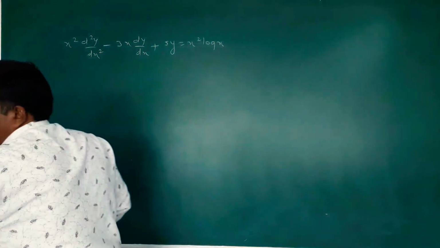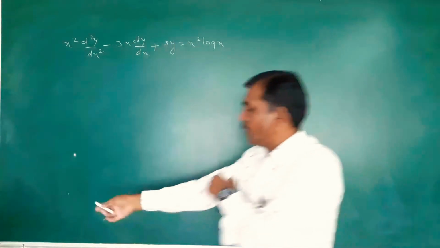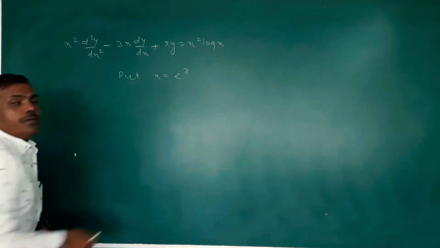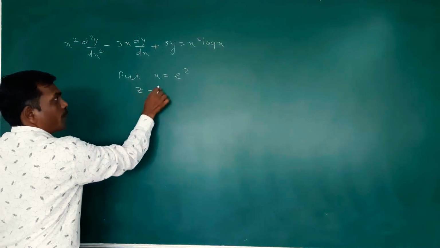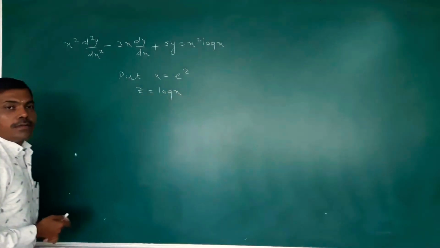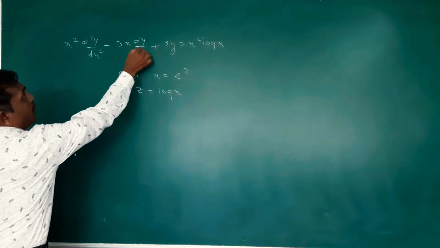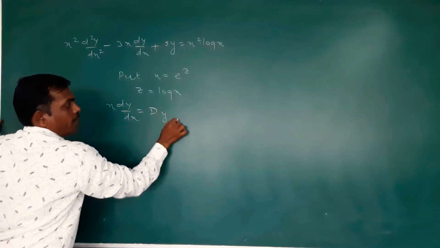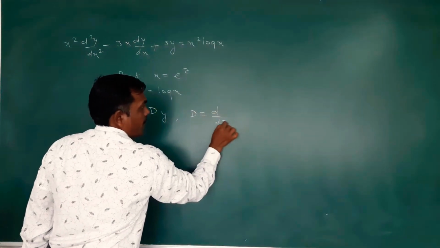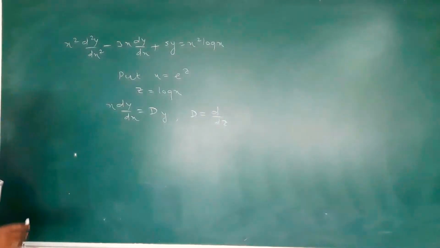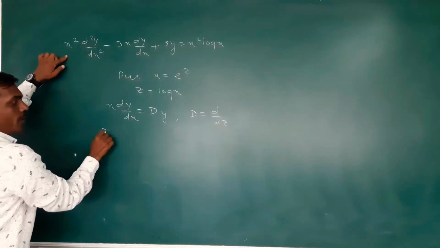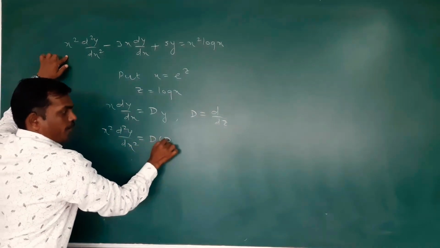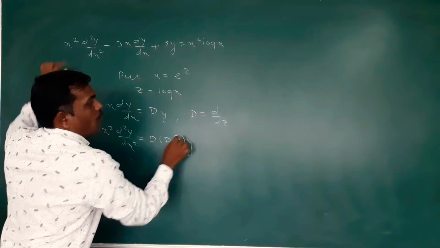Again same, the substitution. What is the substitution? Put x equal to e raised to z. So z is equal to log x. Then the value of x d by dx is capital D y, where capital D is d by dz. This is important. Right? Next, x square d2y by dx square is equal to D into D minus 1 y.